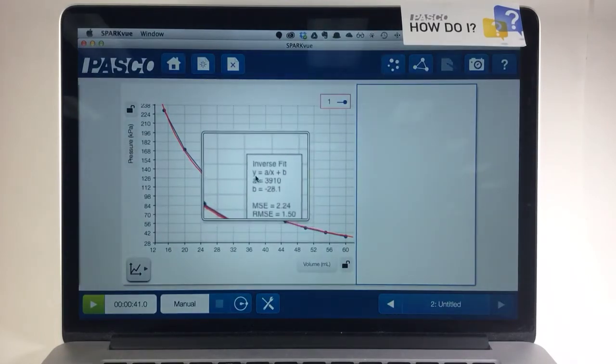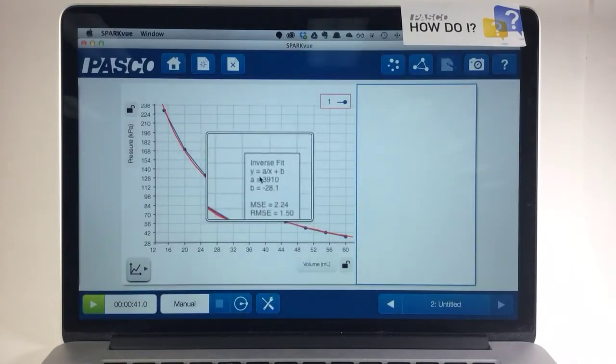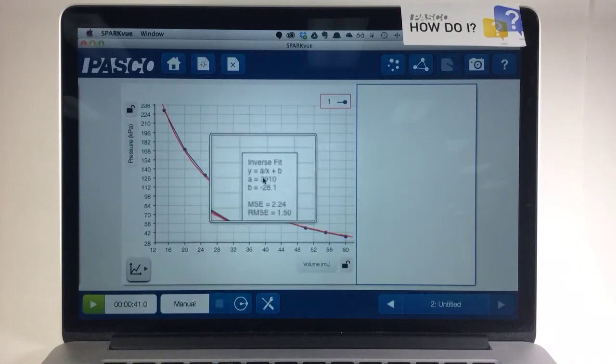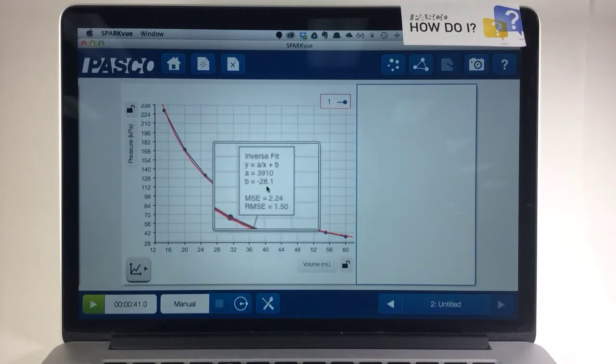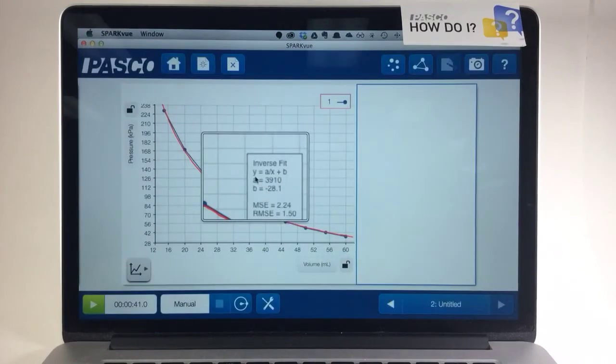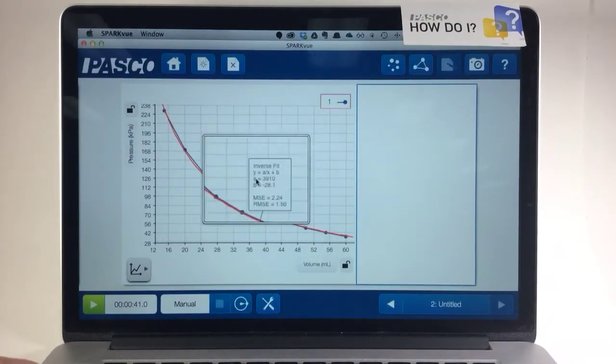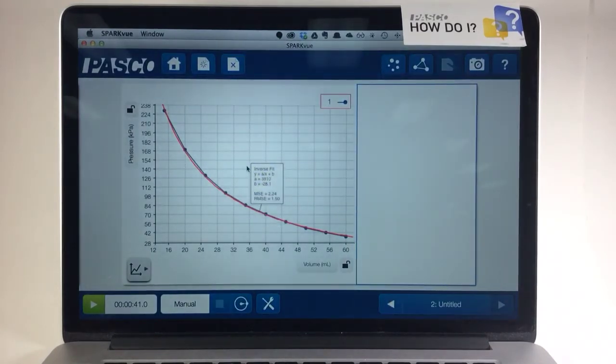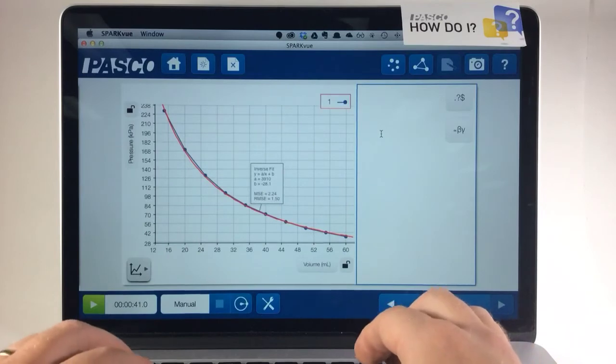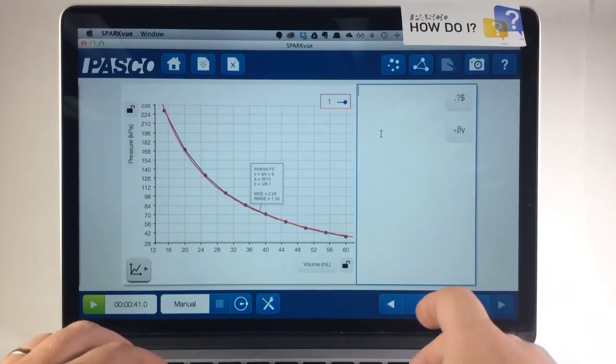Well, this box tells me that the best inverse fit is y is equal to a over x plus b, where a is this value and b is this value. Well, on my graph, y is simply the pressure in kilopascals as shown on the y-axis, and x is the volume in milliliters. So, using this curve fit, I can derive this relationship between the pressure and the volume.